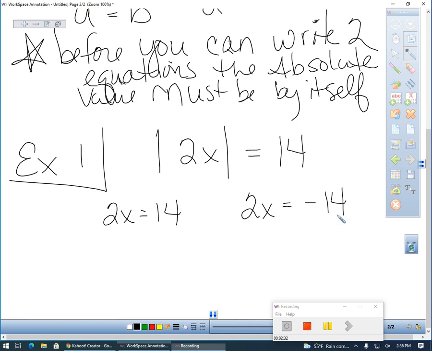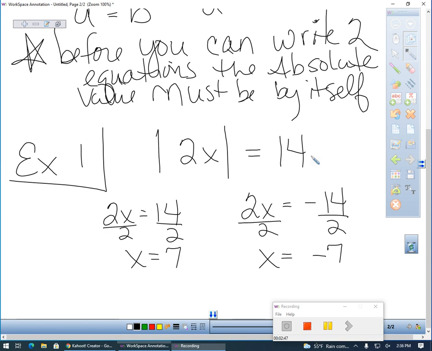Now we have to solve them both. In this one, we divide both sides by 2, and x equals 7. In this one, we divide both sides by 2, and x equals negative 7. So if we were to take those answers and plug them back in, if I plug 7 in here, I get 14. The absolute value of 14 is 14. If I take negative 7 and plug it back in, I get negative 14. The absolute value of negative 14 is positive 14. Absolute value is always positive, right? Okay. So we're clear on what we're doing?